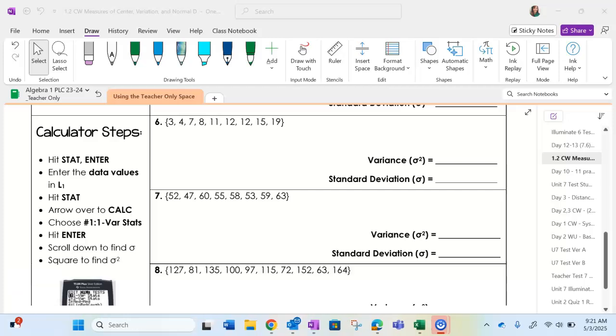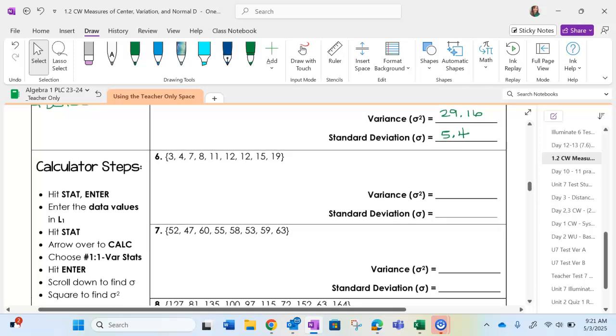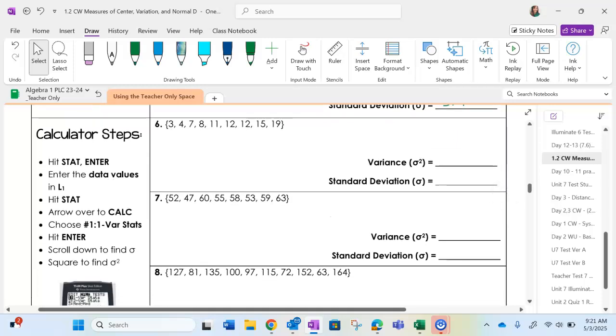Okay, this is part 2, so there'll probably be part 3 of this whole day, to make sure that you have an understanding of everything. All right, so we're going to go on and do the next one. I believe these are the steps for the TI-84, if you have one, in order to find the standard deviation.